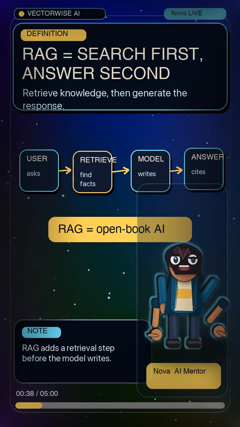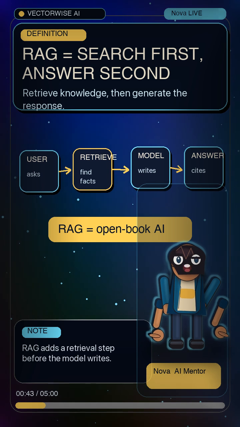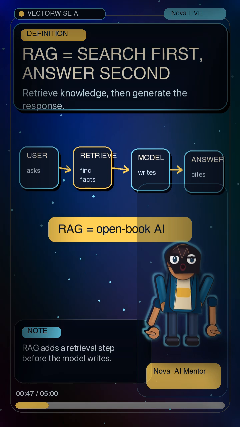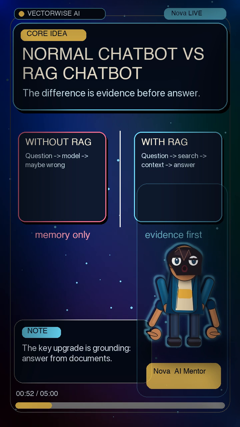Start with a normal chatbot. A user asks, "How do refunds work for enterprise customers?" Without RAG, the question goes directly to the language model. If the policy is not inside the model, it may sound confident and still be wrong.